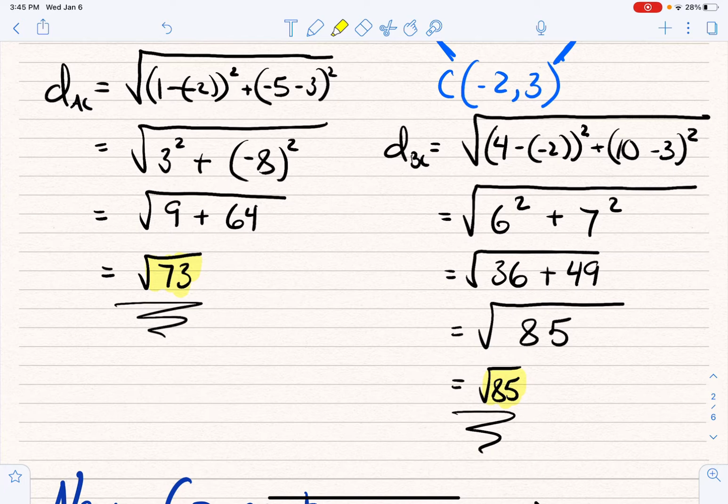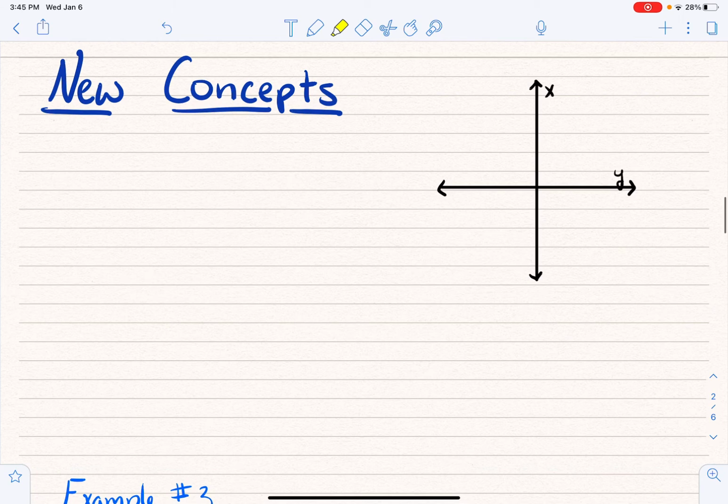We need you to know the coordinate plane, and we need you to know how to find the distance. All right, now what we're going to do is touch on a few new concepts. And these are going to be important that you write down. There's not very many of them. We're going to keep this brief, but we got to talk about these new concepts. All right, concept number 1, write this down.